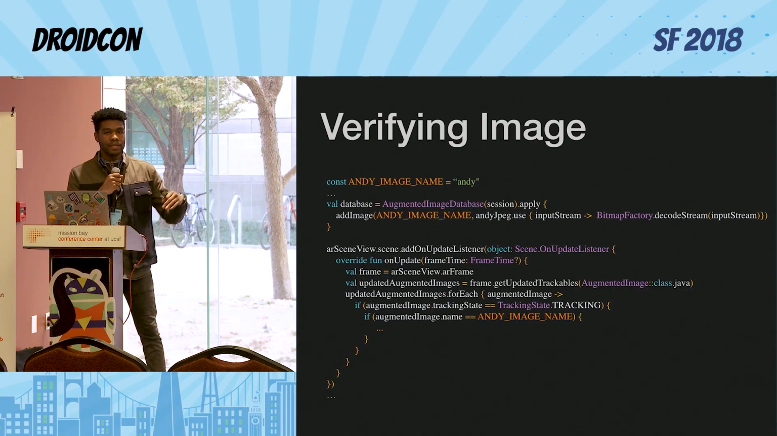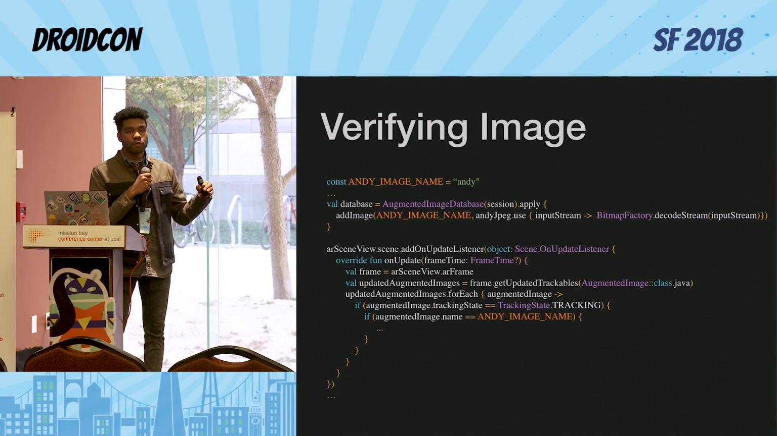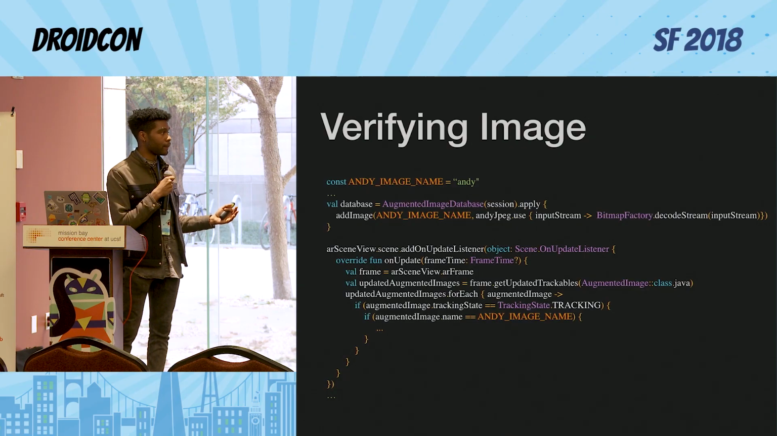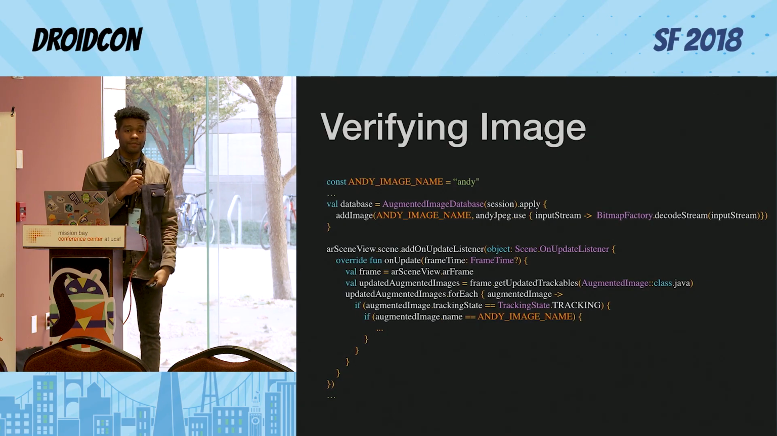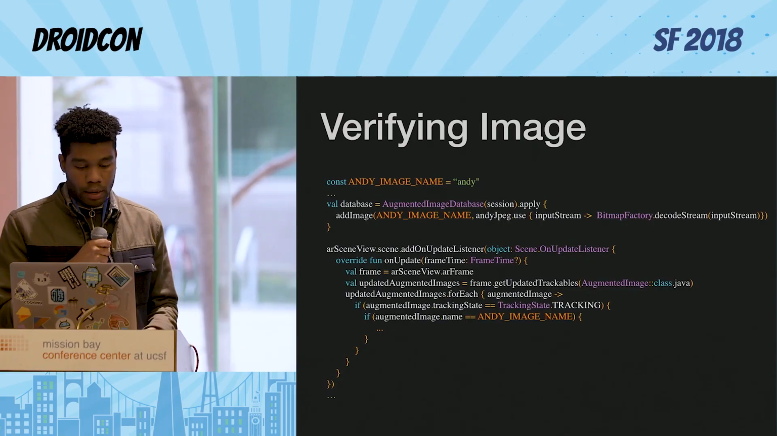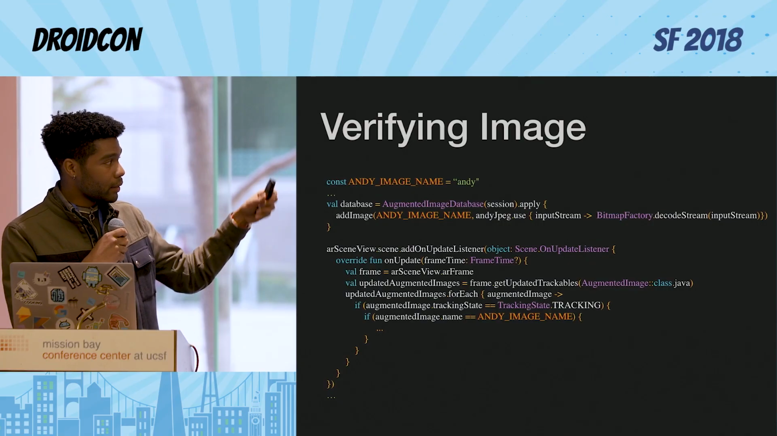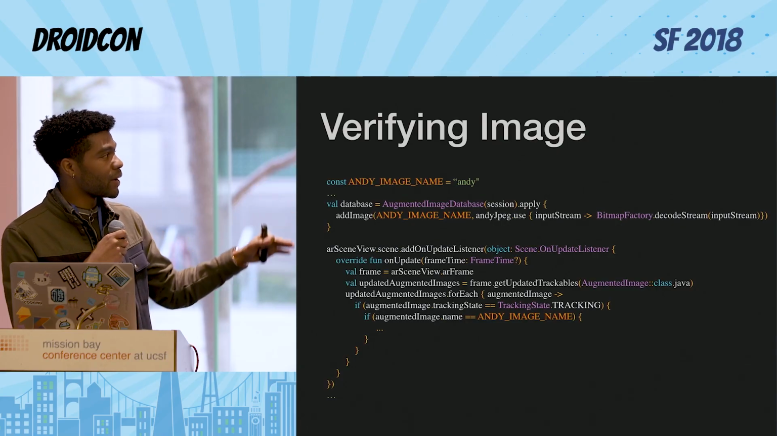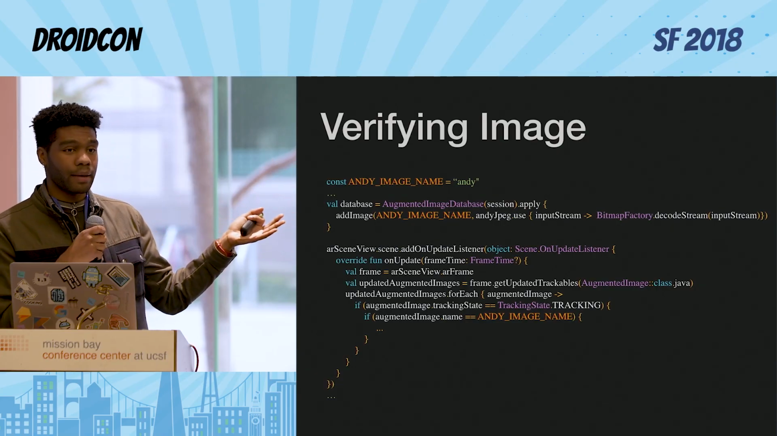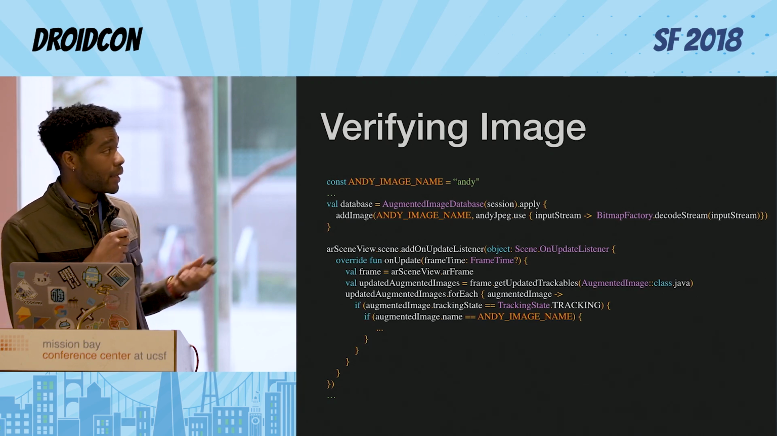So I wrote some code here and highlighted this Andy image constant just to show you what role the name plays in the whole flow of creating an image database, adding an image, and verifying if this image is the image that is being tracked that ARCore is returning to us. As you can see here, we've already talked about most of this stuff, but the Andy image name is being used when we're adding an image programmatically here.